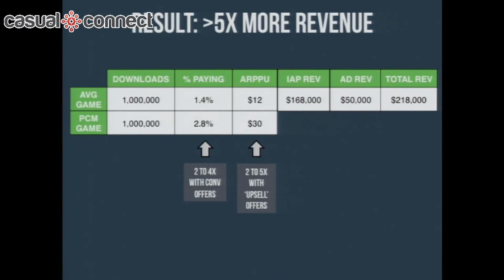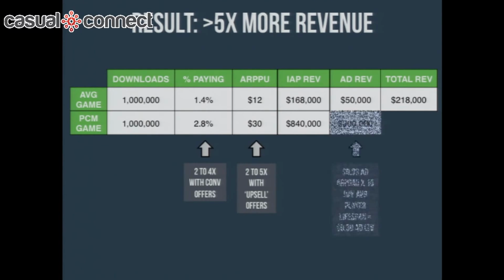So what does it look like when we apply a live ops approach with player-centric offers and IAP? Well, first off, we can increase conversion. So conversion goes from 1.4 to 2.8%. And with upsell offers, so now we get them into that dolphin, minnow, and whale cycle, their ARPU increases as well. Next, we get into a total look at the IAP revenue. We've grown that from 168,000 to 840,000. That's a sweeping change. We didn't change the experience for the players. The only thing we did is put the right offers in front of them at the right points in the game.